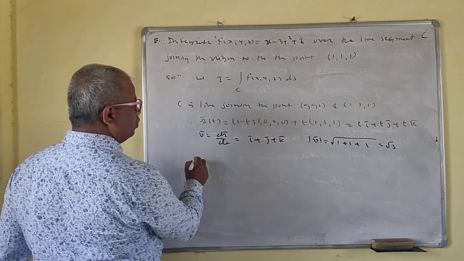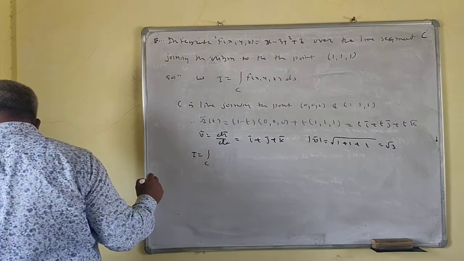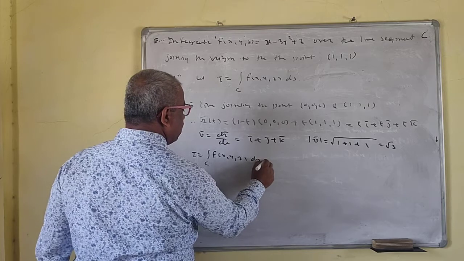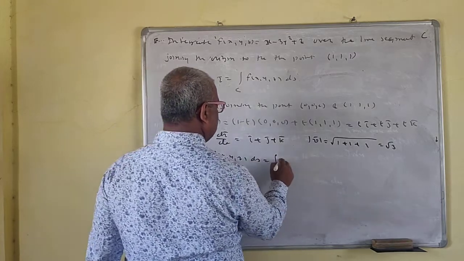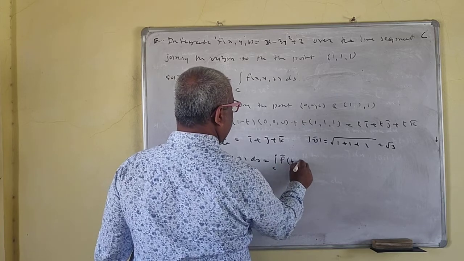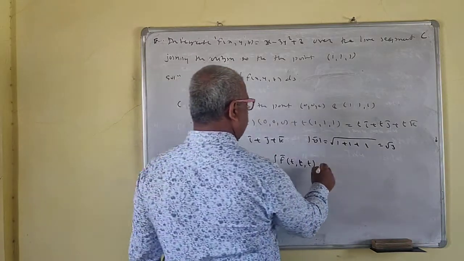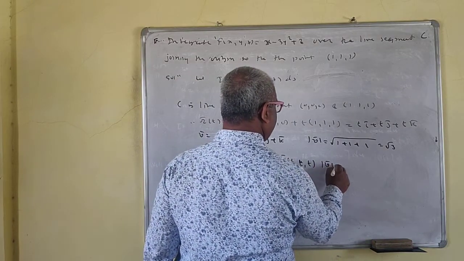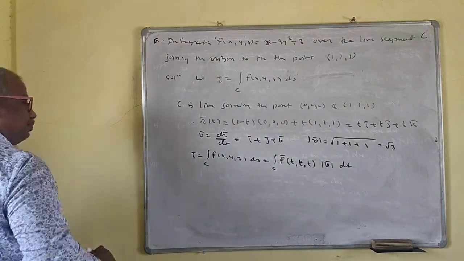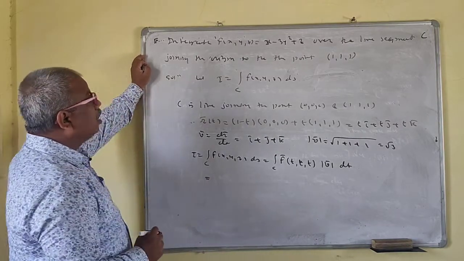So I is equal to integral over C f of x y z ds is equal to integral over C f of x, y, z, where x is t, y is t, z is t, times mod of v bar into dt. Okay, so this is the formula.